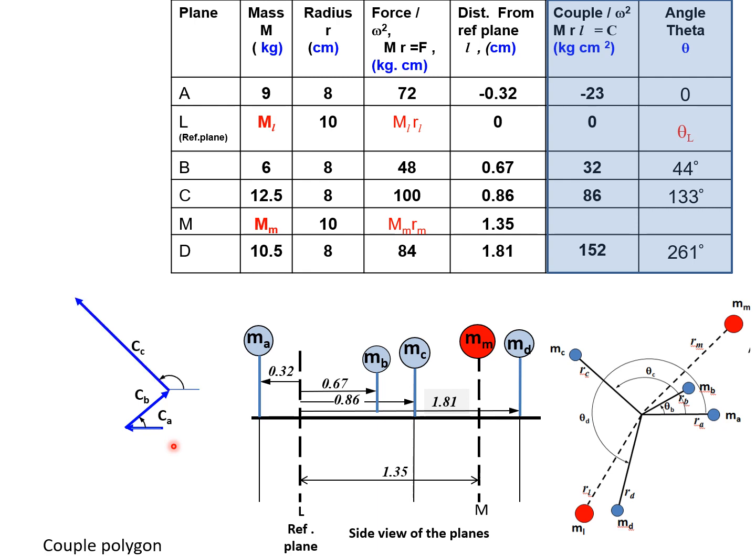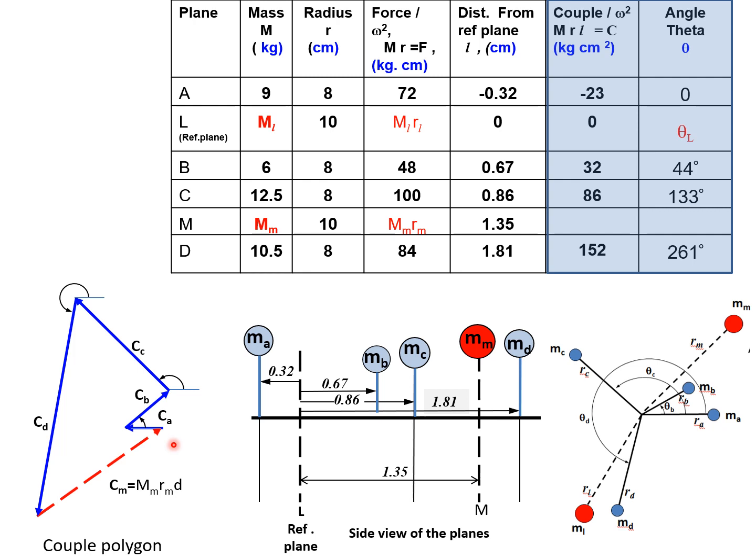Then we'll draw a vector CC which corresponds to length 86 and 133 degree. Then we draw a vector which corresponds to 152 and an angle of 261 degree. And finally we join the arrow of the last vector and tail of the first vector to find CM.